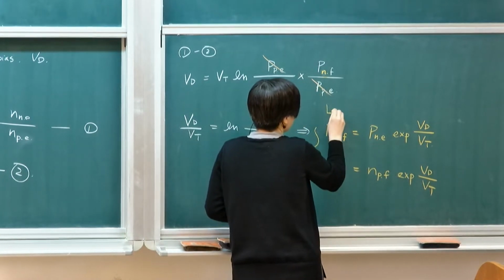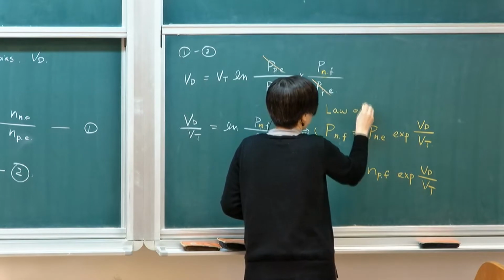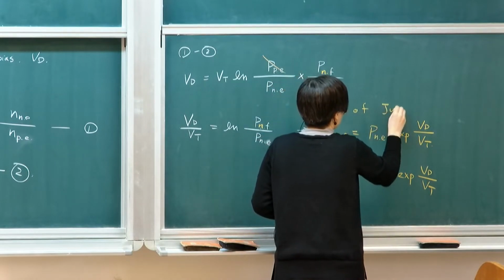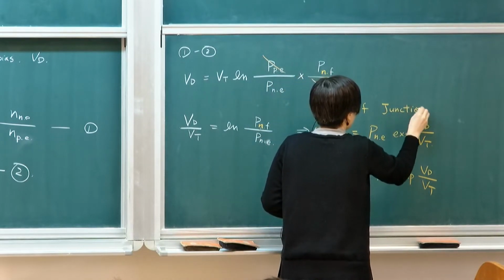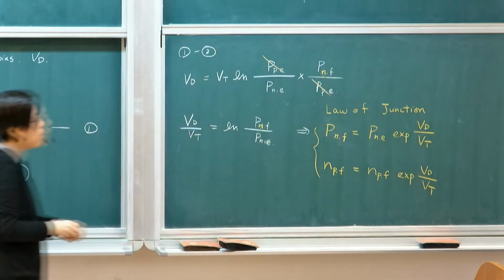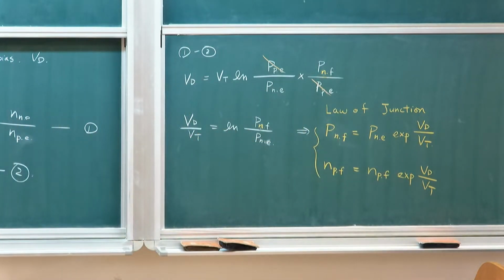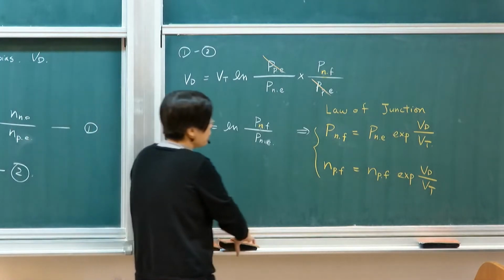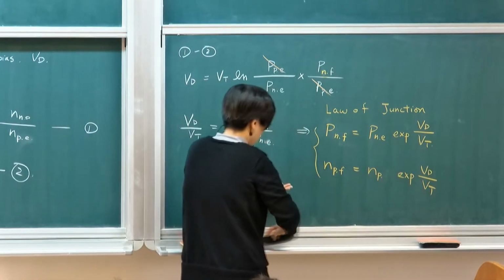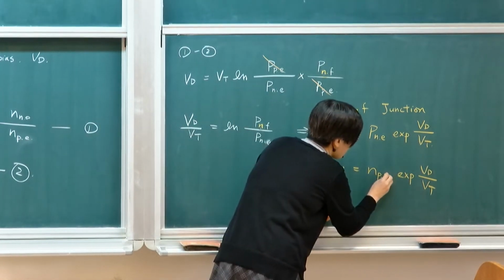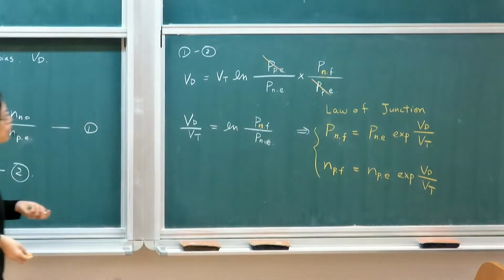So these are typically referred to as the law of the junction. What this implies is that the law of the junction tells us that when you forward-bias a p-n junction, you will exponentially raise the minority carrier concentration from its original equilibrium level. I made a mistake, sorry. This small notation is confusing. Okay?